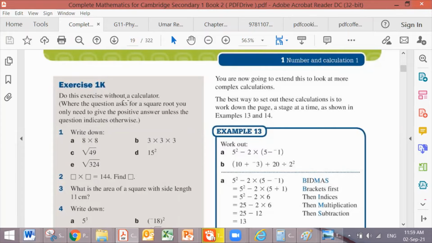Do this exercise without a calculator. Where the question asks for a square root, you only need to give the positive answer unless the question indicates otherwise. That means if you are asked about the square root, you will write only the positive number. Okay, so this one is very easy, boys. Question number 1, I am going to solve.